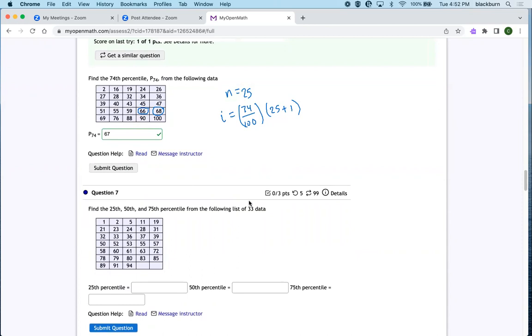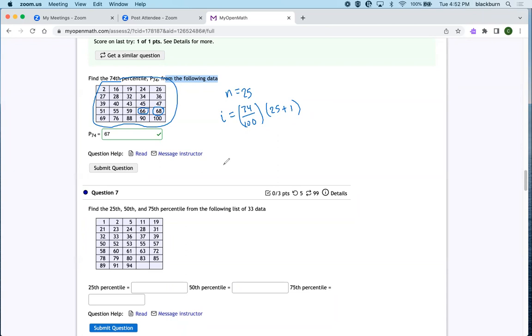How did you know to use the 25? Because I count up the number of items in the whole set of data. So there's 5 in each row and there's 5 rows. So there's 25 then. There's 25 numbers in that table. Okay, perfect. Thank you.